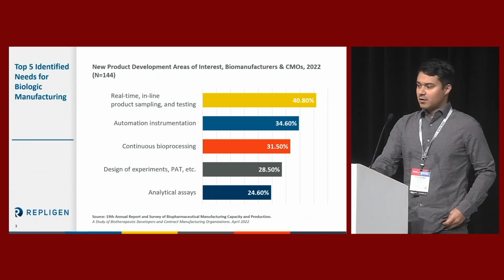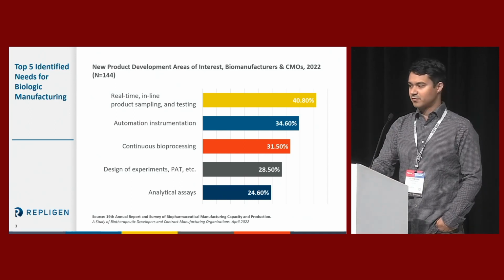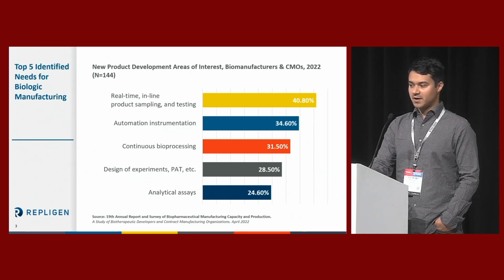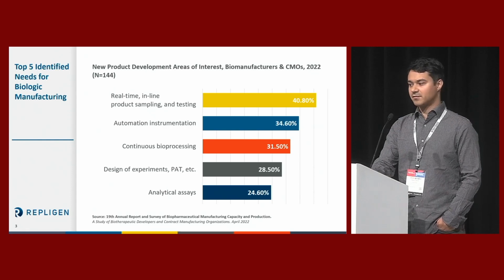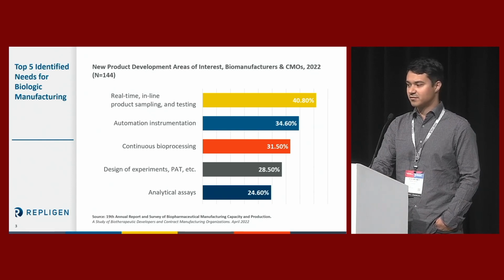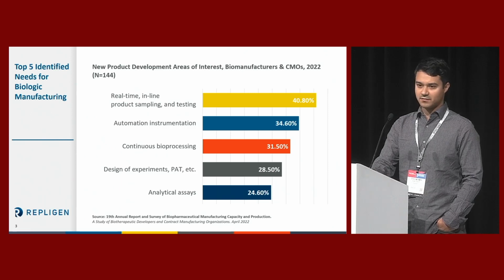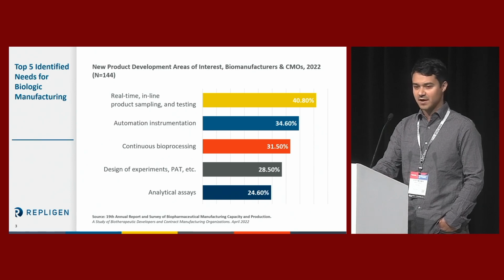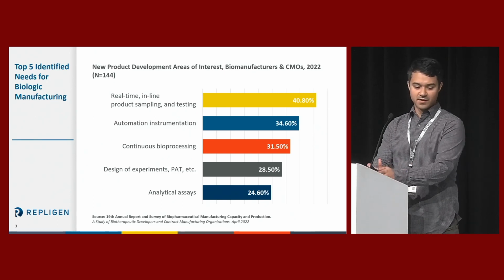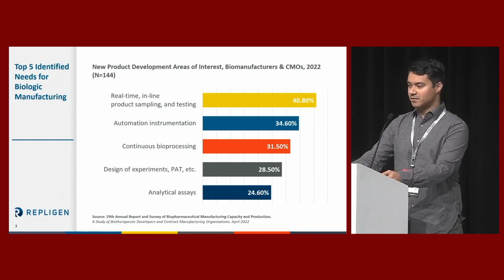So in April of this year, there was a biotherapeutic survey of developers and contract manufacturing organizations, and they showed the top two areas of interest for new product development were real-time inline product sampling, as well as new automation instrumentation. And these two areas are the core of this product, and so unifying our inline analytics solutions as well as our automation instruments, in this case Repligen's lab-scale TFF system, is how we plan to address these needs.